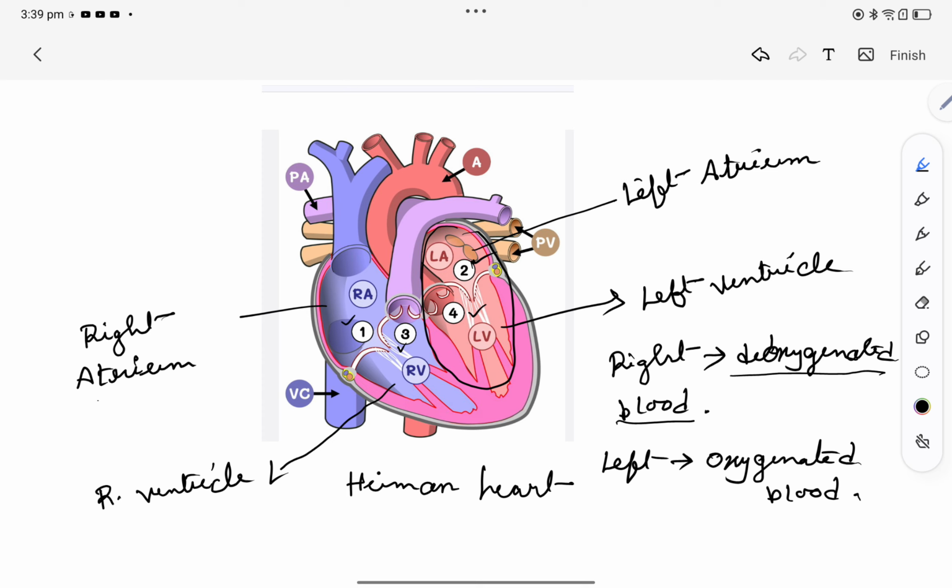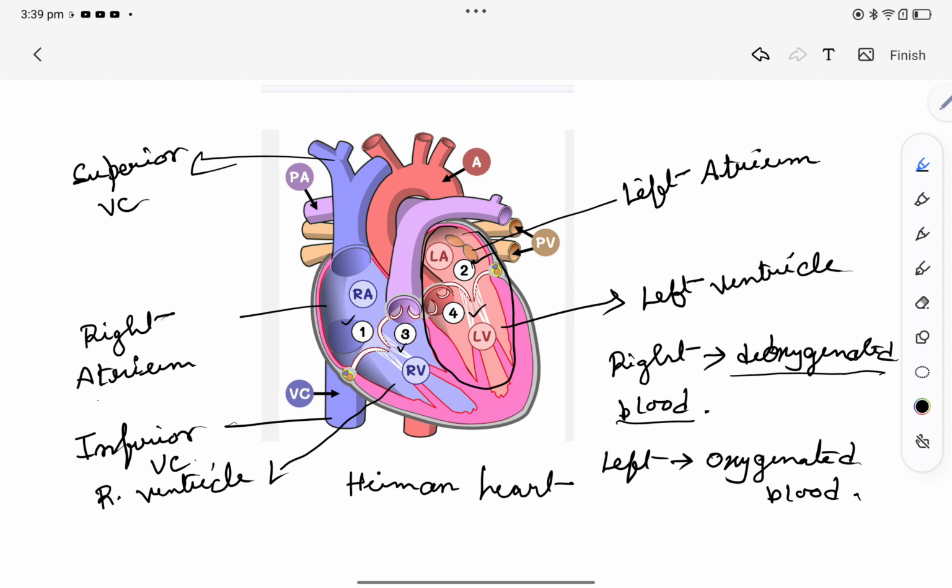Now, if the right portion is dealing with deoxygenated blood, it means the blood is coming from throughout the body. So the right atrium receives blood from throughout the body. By what? By the vena cava. So here, the vena cava, the upper portion is called the superior vena cava, and the lower portion is called the inferior vena cava. Right.